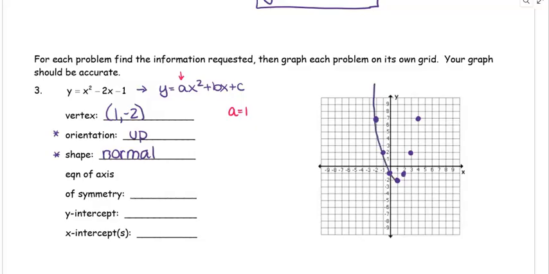All right, from here I can go ahead and connect my dots. I should have some nice arrows on the end. And I have my parabola that I just formed there.